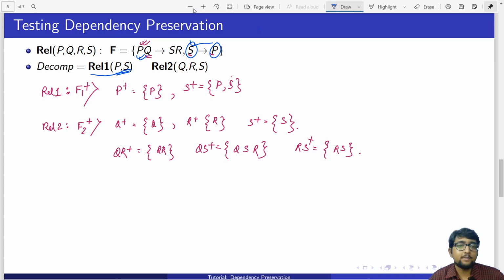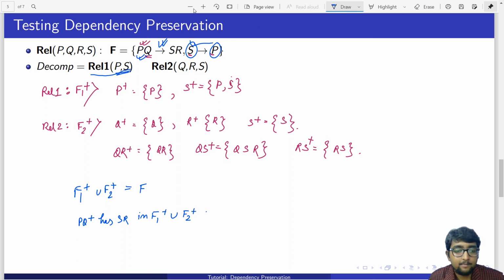The first dependency, PQ functionally determines SR, you cannot apply that because neither of the tables has all the attributes together. So we have to check whether this functional dependency, the first one, is holding or not. We will do the union like the previous step. So let us see whether PQ plus has SR in F1 plus union F2 plus. Okay, so this is what we have to check.